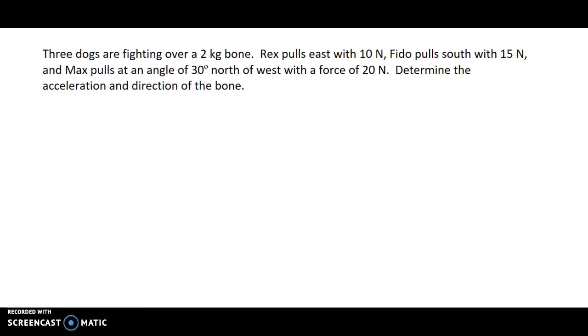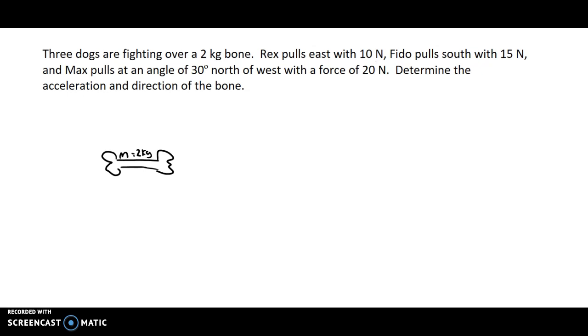Let's look at an example problem where we deal with adding vectors, in this case force vectors, to determine the acceleration of an object, in this case a bone that has a mass of 2 kilograms. Let's draw a picture. I'll draw a bone. Not the greatest artist, but you get the right idea. We know its mass is 2 kilograms, and it's going to have some acceleration due to some different forces.